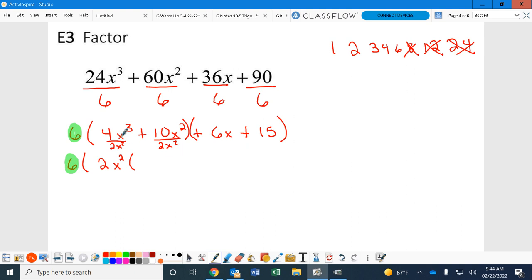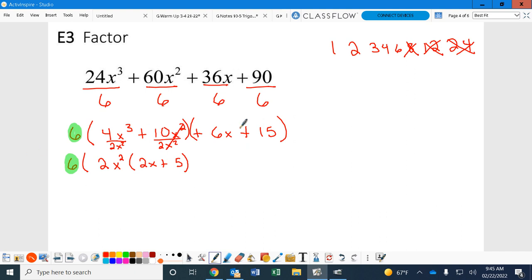So to divide, guys, you don't have to draw it underneath there if you don't want to. If you've got it to where you can divide it in your head, great. But most of y'all are going to make a mistake if you do that. I suggest you draw it. Please listen to me. Sometimes a little extra writing will get you a much better grade. 4 divided by 2 is going to give you 2. And then x to the third divided by x squared is going to be x to the first. Plus 10 divided by 2 is going to be 5. And the x squareds cross out. Close your parentheses.